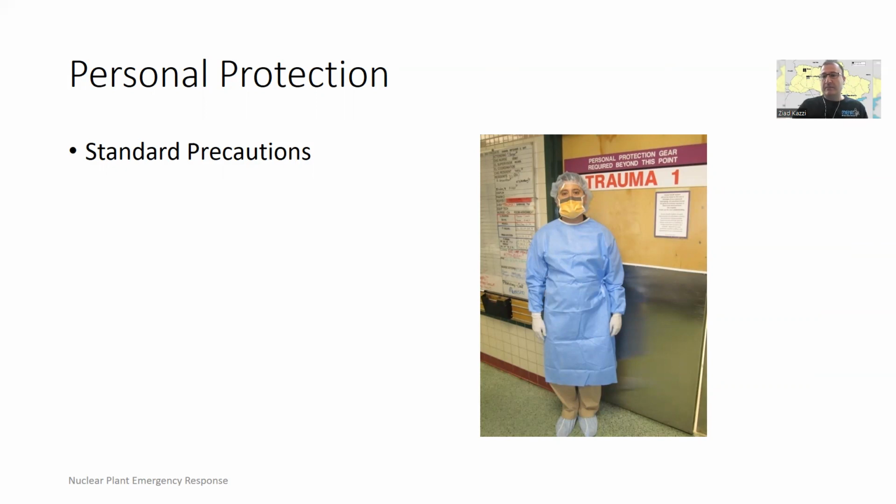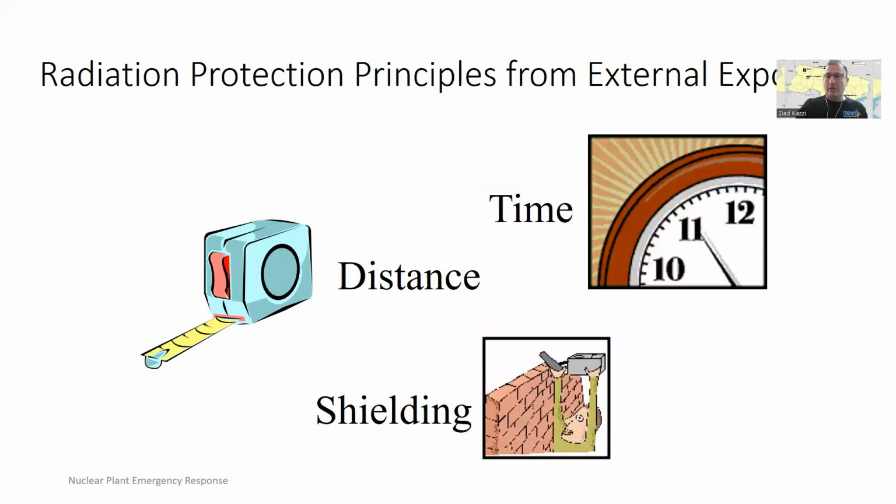And of course, check these people for contamination. And if they're contaminated, you can perform your decontamination. You can remove their clothes. You can look for the areas that are contaminated and wash them with water or soap and water. And of course, always apply the three important protective principles: time, distance, and shielding.